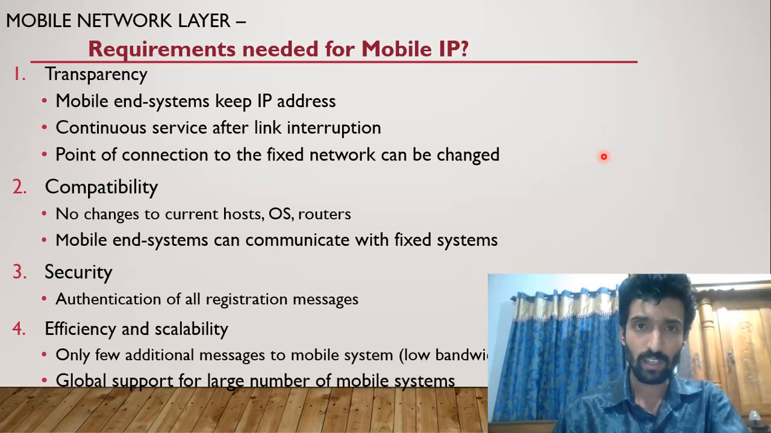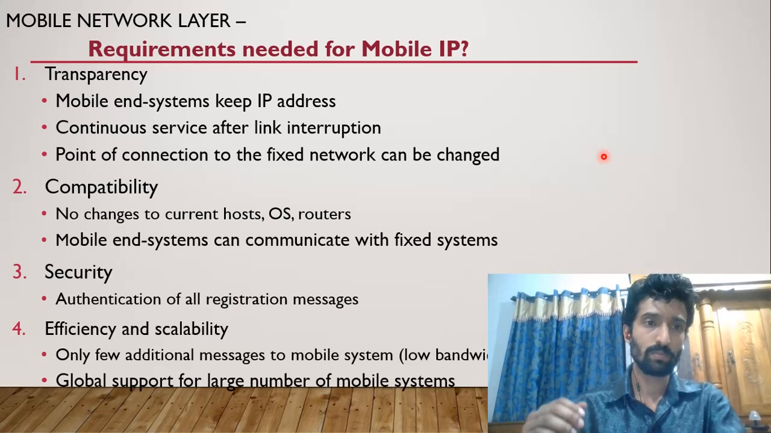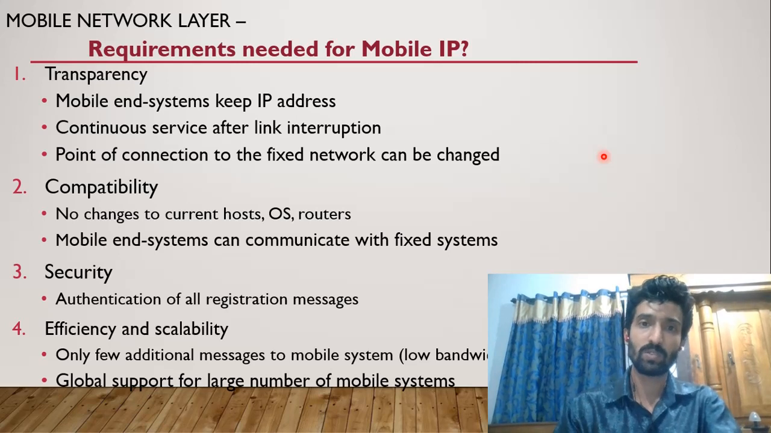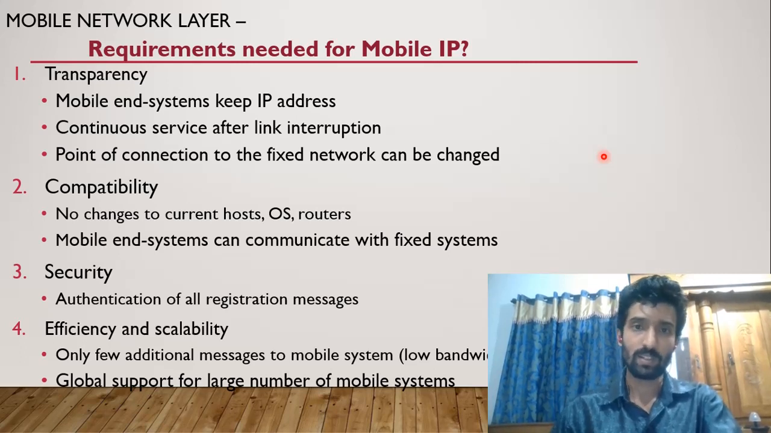Let's suppose a node A wants to send some packets or a message to node B. Transparency implies that A can send the packet to node B without worrying about whether B is a stationary node, a mobile node, or a mobile node which is moving from one network to another. Without worrying about all those things, A must be allowed to send the packet to B. That is what transparency implies.